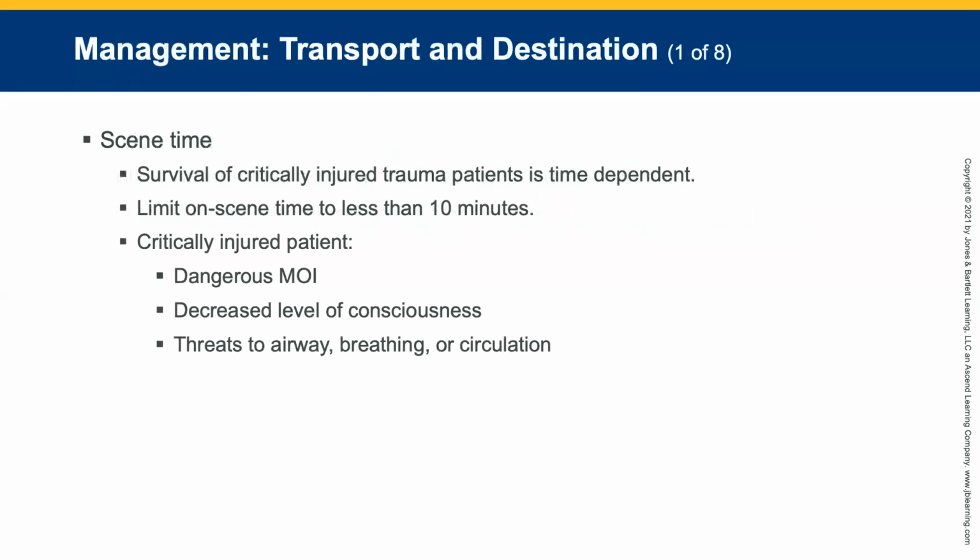Management and transport decisions. So your scene time needs to be very limited in any type of trauma. We want to keep it to 10 minutes or less. If your patient is critically injured and has a dangerous MOI, decreased level of consciousness, or threats to the airway or circulation, these patients need to be transported ASAP. Patients who are very young or old or have a chronic illness should be considered very high risk.